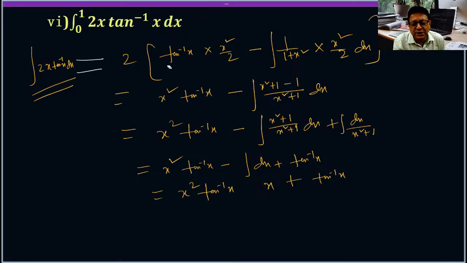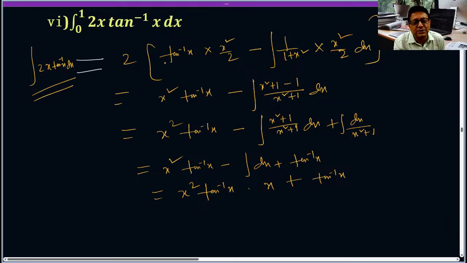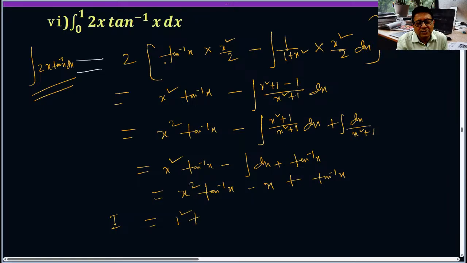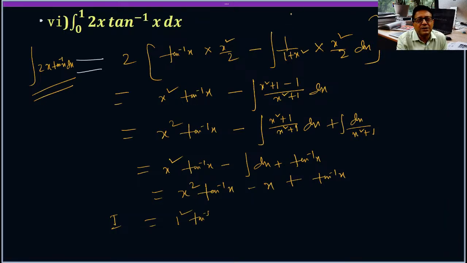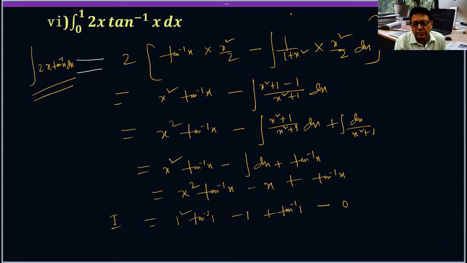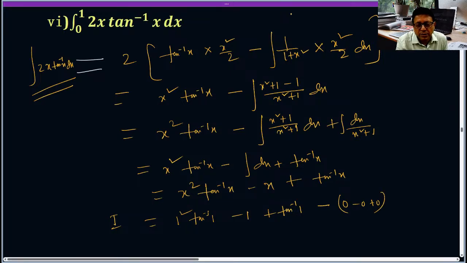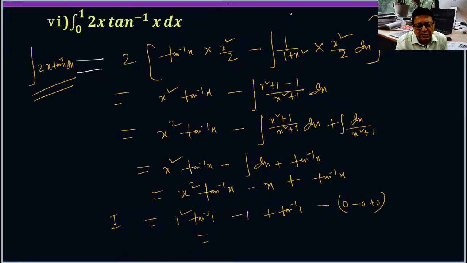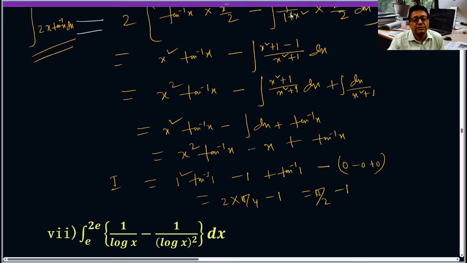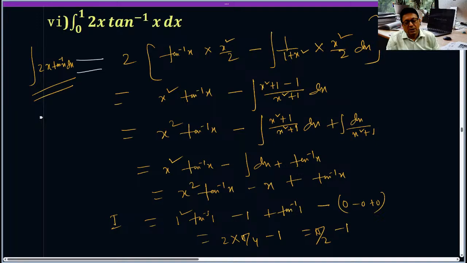Once you get the result of integration, then it is just one step calculation. So I will be what? The limit is 0 to 1. Upper limit tan inverse 1 plus tan inverse 1 minus, all are 0. So tan inverse 1, tan inverse 1. Tan inverse 1 is pi by 4. So answer is pi by 2 minus 1. Finished. Answer is pi by 2 minus 1. Okay.